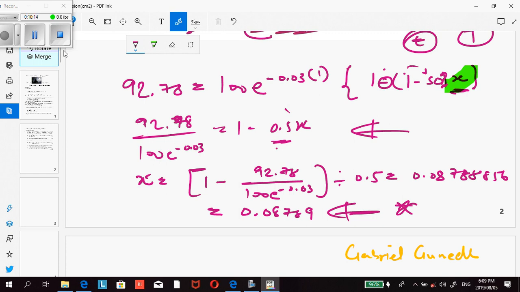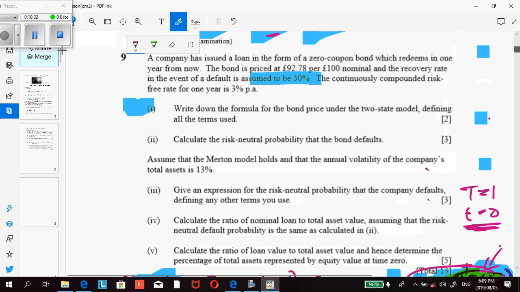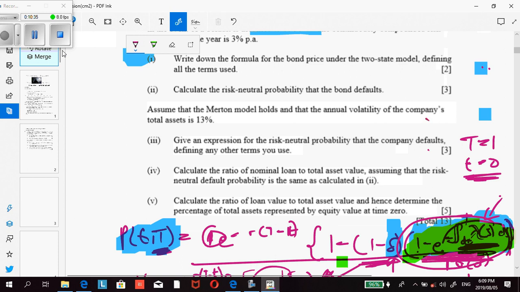Now, please notice what I'm saying. I'm saying the probability of default under the two-state model, because we also have the probability of default under the Merton model. So you mustn't confuse the two. You'll see the examiner addresses that now. The third part of our question deals with the Merton model, because they say assume the Merton model holds and the annual volatility of the company's total asset is 13%. So that's your sigma. Your sigma is 13%.